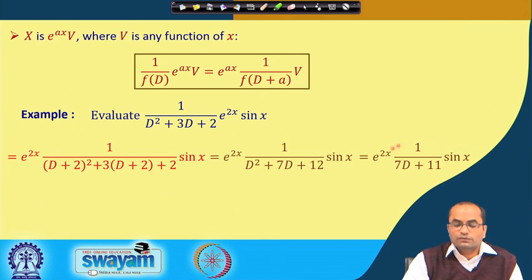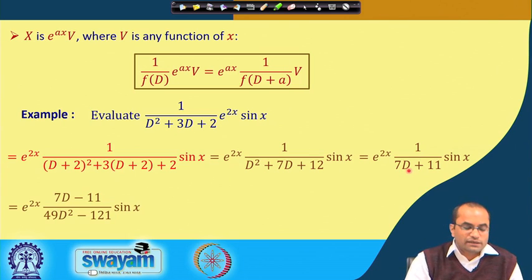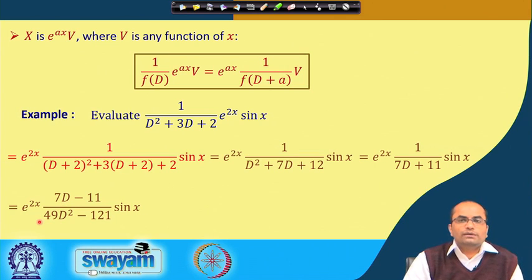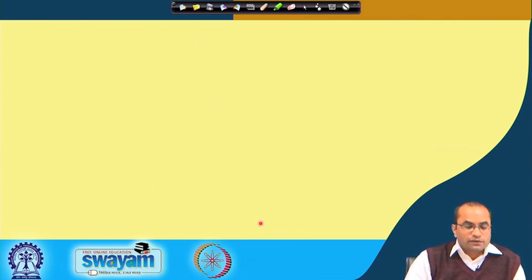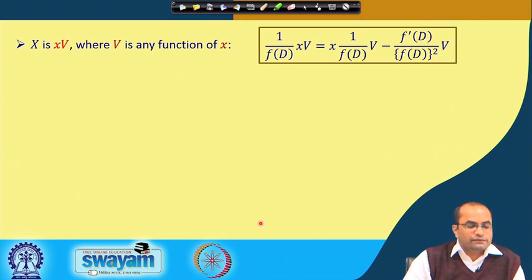So, we will get 1 over 7D plus 11, and then we have to multiply here by 7D minus 11 divided by 7D minus 11 to get this D square again there, and this sin x again here. This D square will be replaced by minus 1, and then this operation we can apply on this sin x to get this result. Well, so this is the final direct formula which can be used, and we are not providing the proof here.